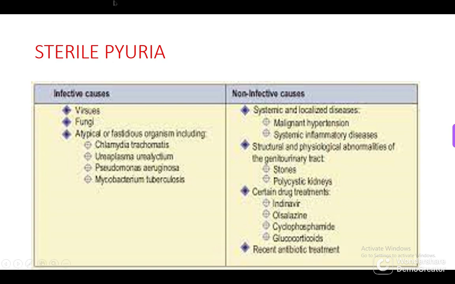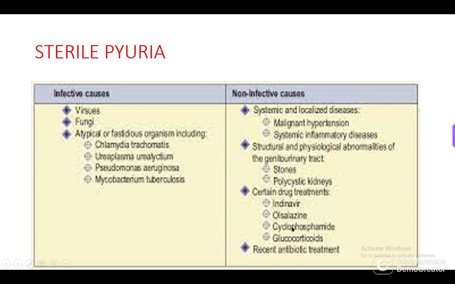This is another terminology, which is sterile pyuria. Sterile pyuria means that the person has pus cells in the urine, but the culture is negative. It is not asymptomatic, it is sterile. Infective causes are viruses, fungi, atypical or fastidious organisms like Chlamydia trachomatis, Ureaplasma urealyticum, and Mycobacteria. They are not cultured on the normal culture plates. Non-infective causes include systemic and localized diseases, malignant hypertension, and systemic inflammatory disease, and structural and physiological abnormalities of the urinary tract, like stones, urolithiasis, and polycystic kidneys, and certain drug treatments.